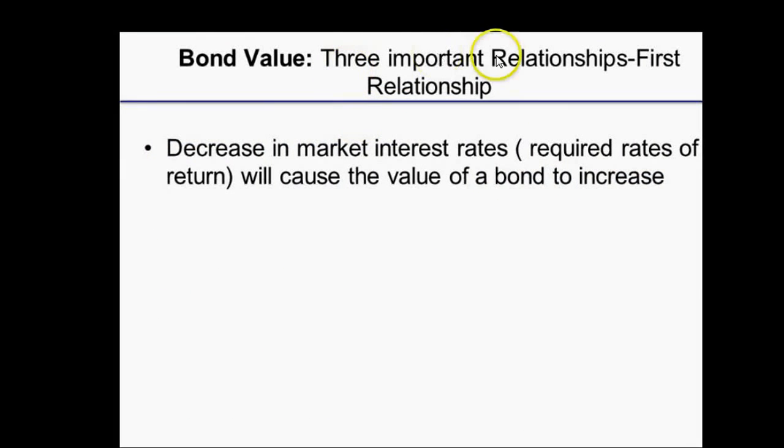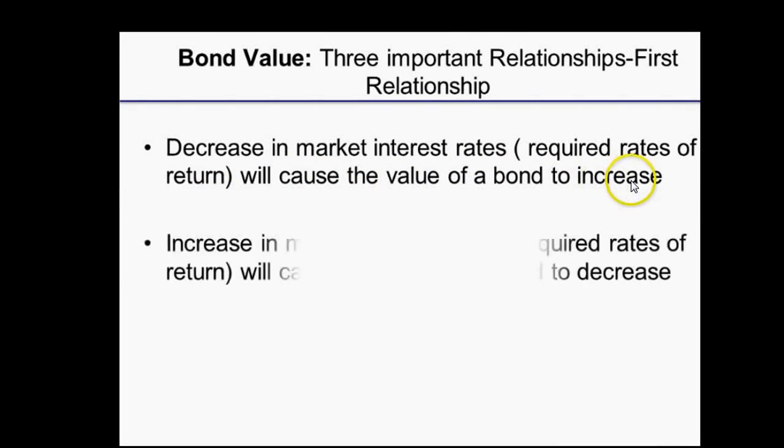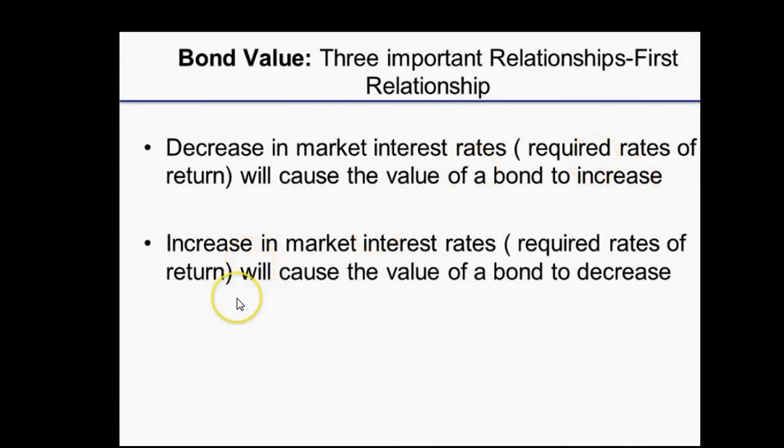Therefore, three important relationships that you need to understand relating to bond is, let's look at the first relationship. A decrease in the market interest rates, which is the required rate of return or the yield to maturity, will cause the value of a bond to increase. And further, an increase in the market interest rates will cause the value of a bond to decrease.